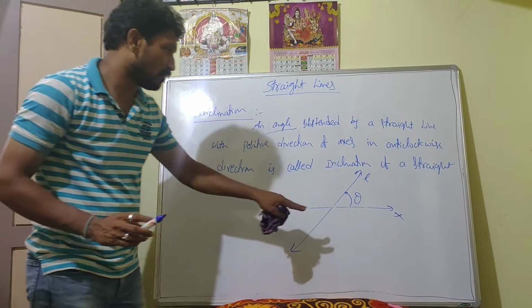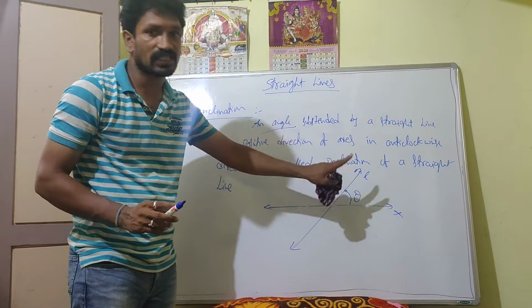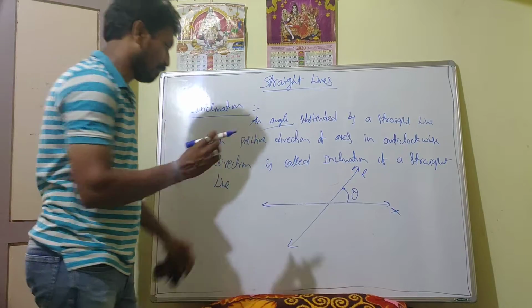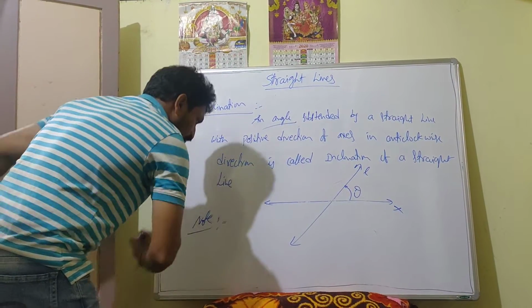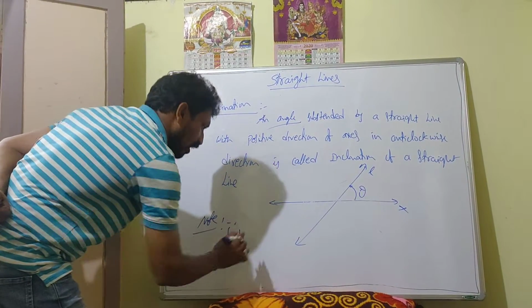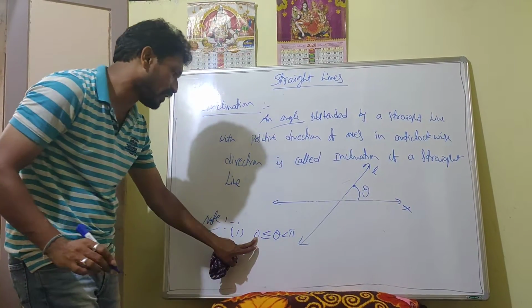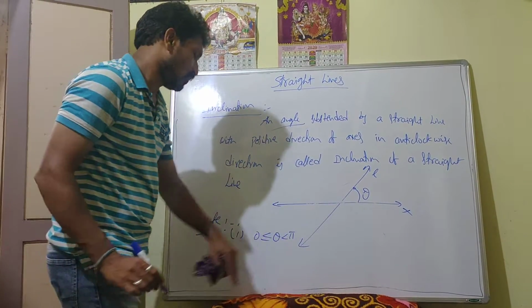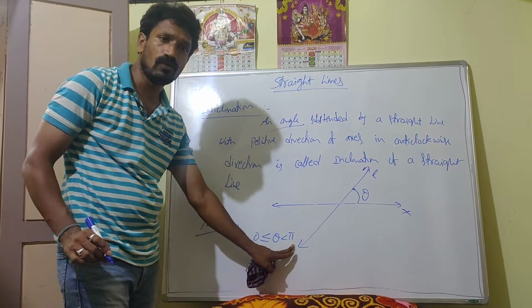So the inclination of a straight line always lies between 0 and pi. That means here you take one note. Generally, the angle theta lies between 0 and pi. So it may be 0 degrees or less than pi. Okay, this is very important. So always this is bounded between 0 and pi.